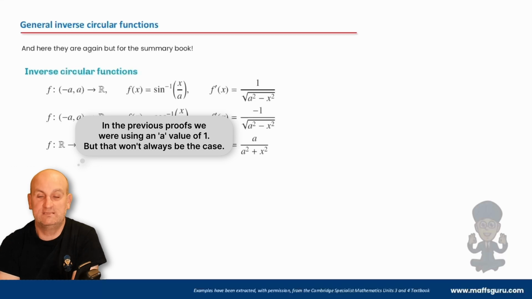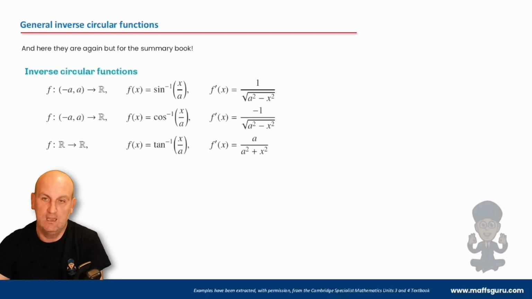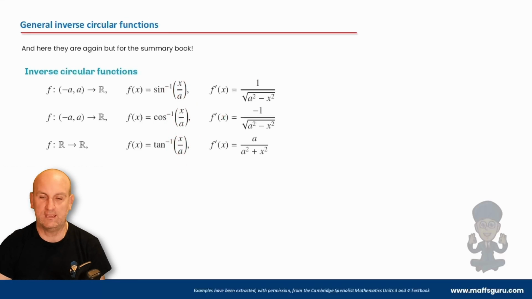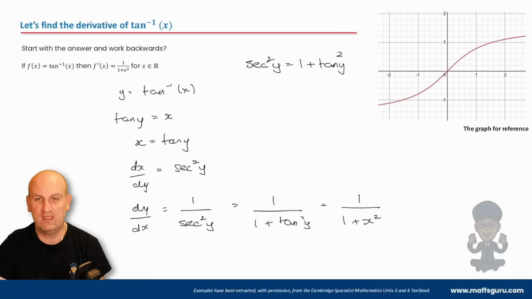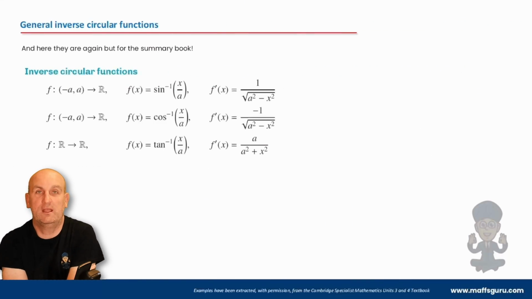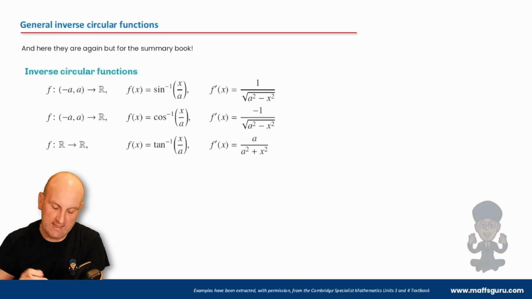Now, these are generalizations in the sense that previously, when we had our a value of 1, we ended up with 1 minus x squared, minus 1 on 1 minus x squared, and 1 on 1 plus x squared. But obviously, if we had the time, we could go back and look at them in terms of having fractions in there. No way am I going to do that at this moment in time. But there we go. That's the general ones for your x on a.